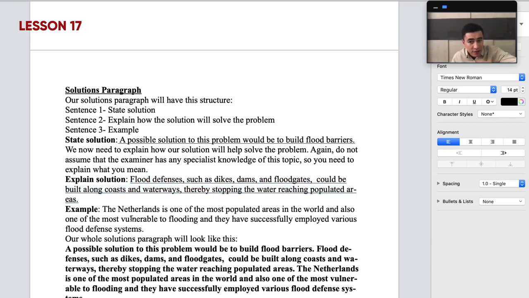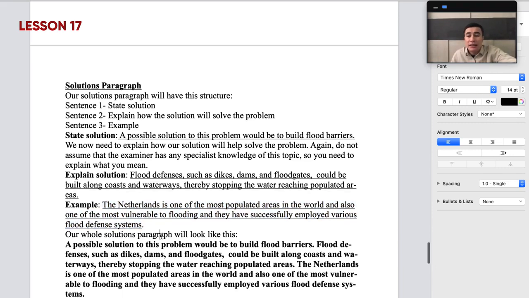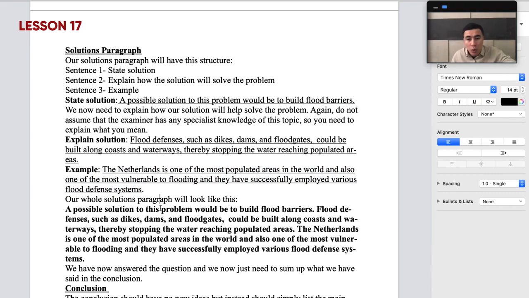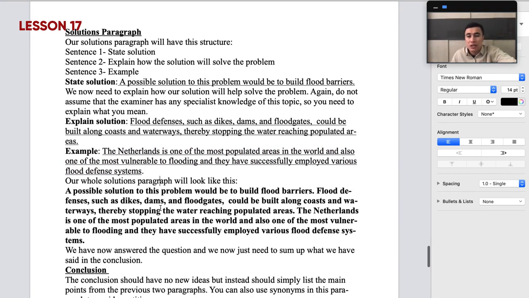And now our example. The Netherlands is one of the most populated areas in the world and also one of the most vulnerable to flooding, and they have successfully employed various flood defense systems. Okay, this is going to be our example, and now our whole solutions paragraph is here.